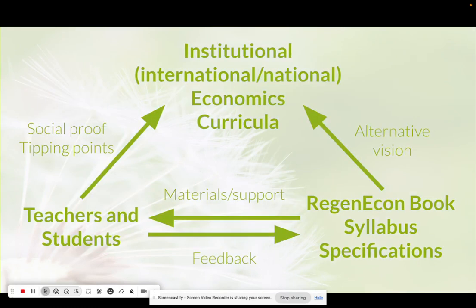But to get systems change at the top, we need your individual engagement. Your work with students on regenerative economics provides social proof and pressure on the IB for change. Our role is to provide the materials and support that make it easier for you to do that, as well as to provide an alternative vision for the IB to consider as it revises the economics course.